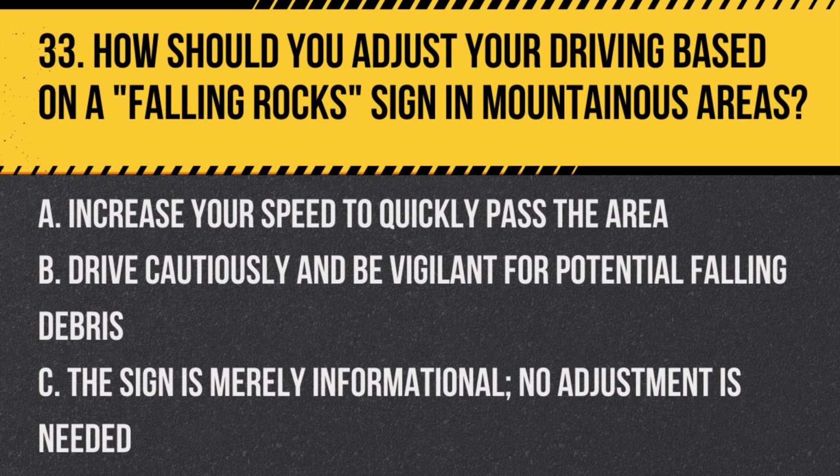Question 33. How should you adjust your driving based on a falling rock sign in mountainous areas? A. Increase your speed to quickly pass the area. B. Drive cautiously and be vigilant for potential falling debris. C. The sign is merely informational. No adjustment is needed. Answer. B. Drive cautiously and be vigilant for potential falling debris. Falling rocks signs warn of potential hazards from above, requiring heightened awareness.